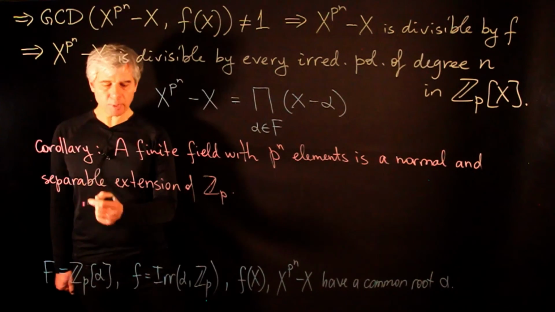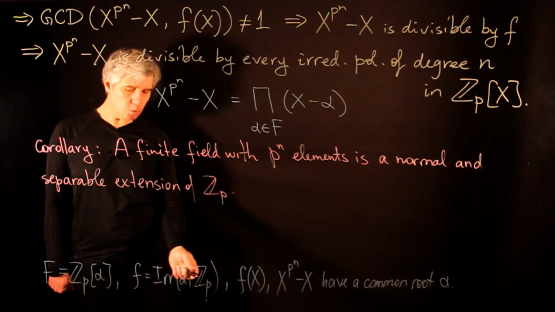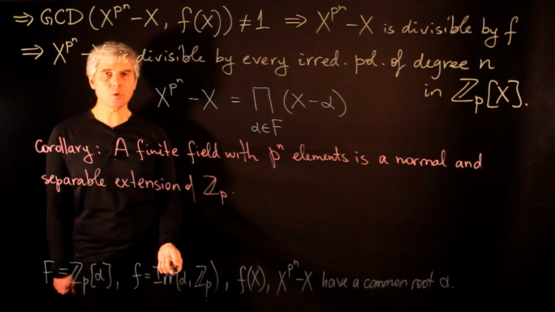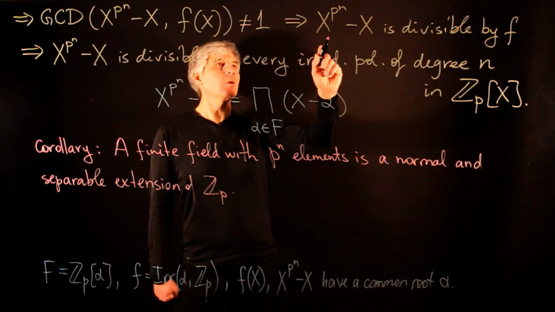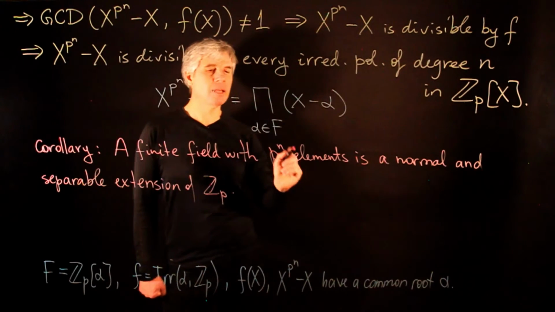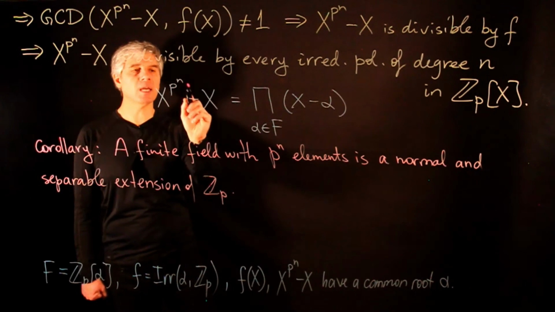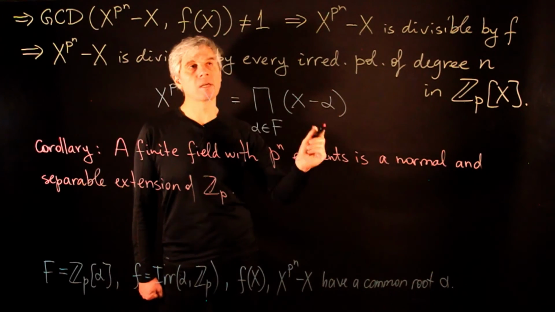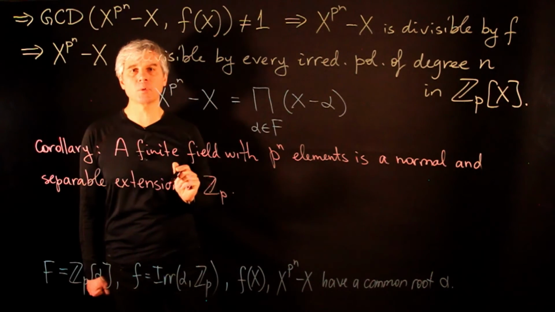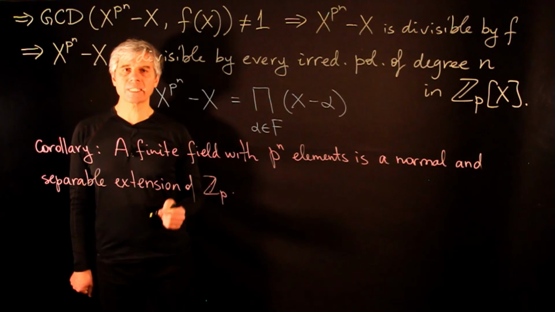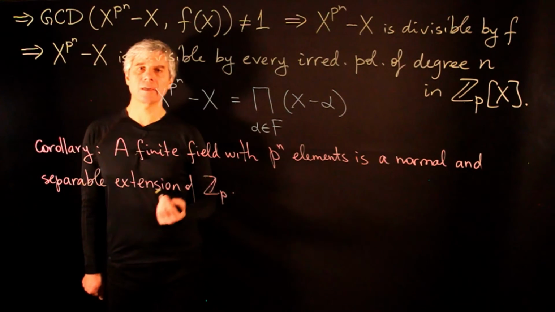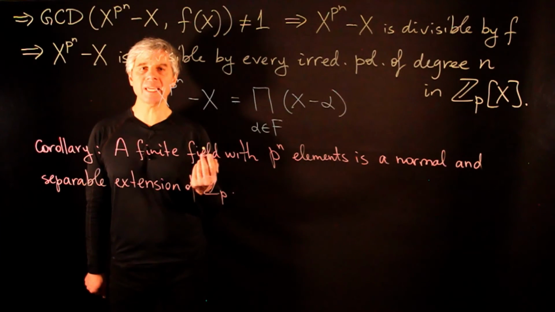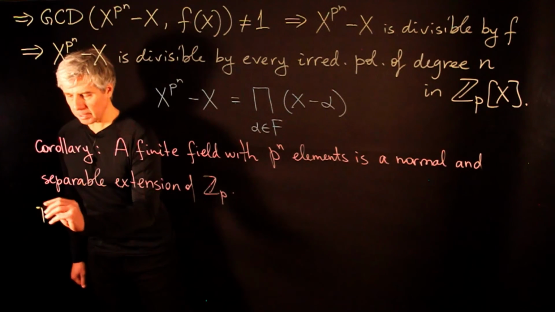To show that it's separable, we need to show that an irreducible polynomial of degree n does not have multiple roots, but this irreducible polynomial is a divisor of x to the p to the n minus x. And we see that x to the p to the n minus x has no multiple roots. Thus, f has no multiple roots either. Let us discuss subfields in a field with p to the power n elements. Clearly, every subfield must be itself finite, and thus it must have p to the power k elements for some k. We state the following theorem.